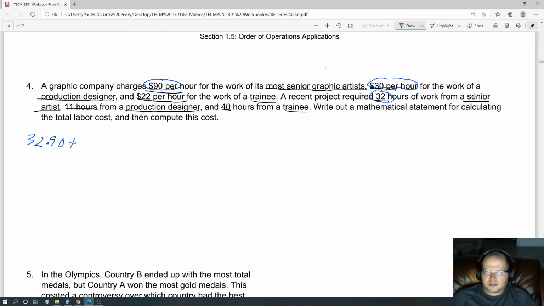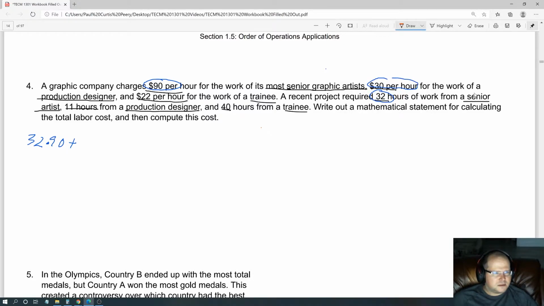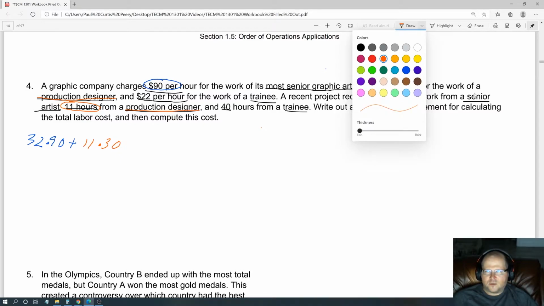Then, let's see, what else do we have here? It says there are going to be 11 hours from the production designer. Where do we find that? This is where I messed up, sorry. This is $30 per hour for a production designer, right? So we multiply 11 hours by the amount they make per hour, which is $30. So far, so good. We have one more here.